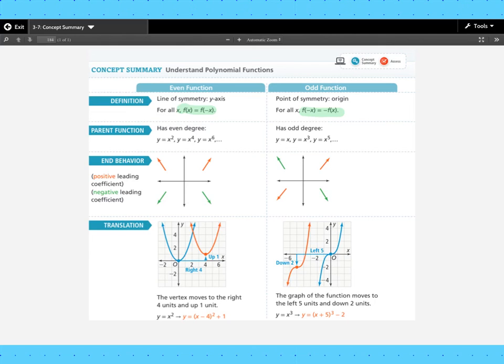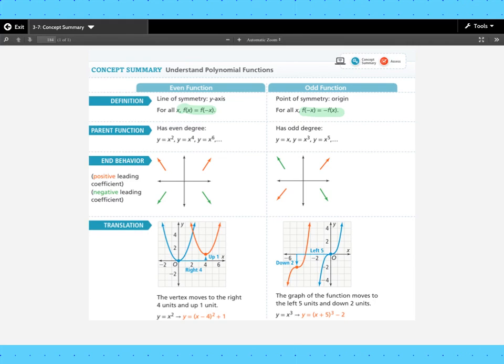Remember positive leading coefficients versus negative leading coefficients. They place the graph in different places around the y-axis. As x increases, y increases, that's positive. As x increases, then y decreases, that's negative. And as well as translation, you want to pay attention to how many units it shifts on the x-axis, how many units it shifts on the y-axis, and what the leading coefficient does to the function. If it's negative, it flips it, right?